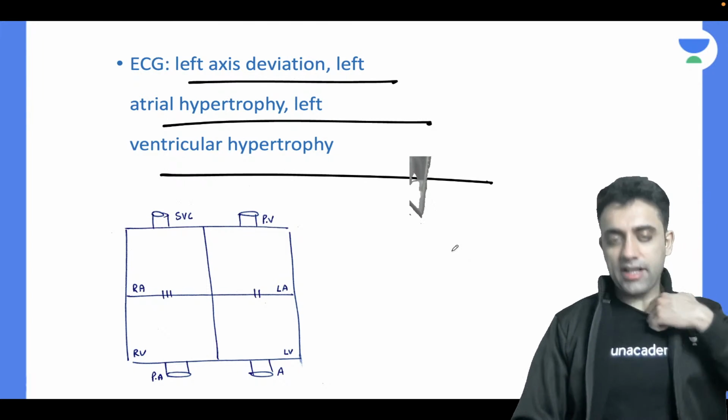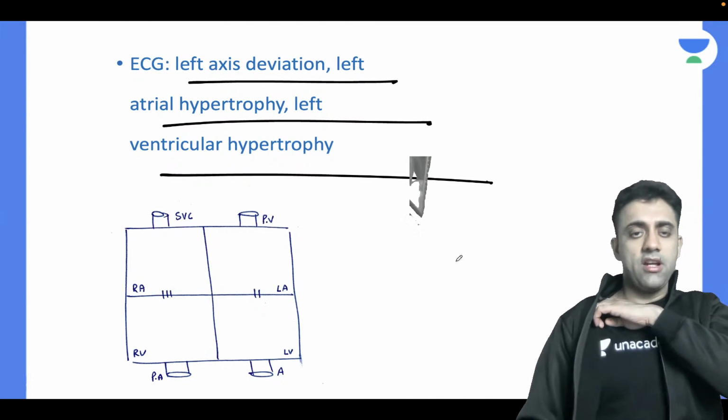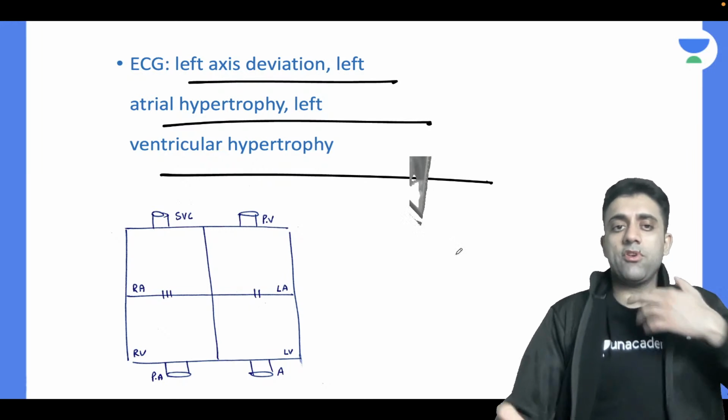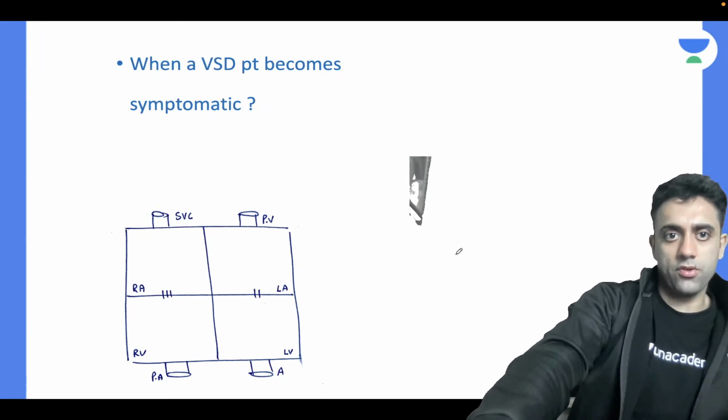Yes, exactly, Osama Sheikh is right. Left axis deviation, left atrial hypertrophy, left ventricle hypertrophy. That you should know.